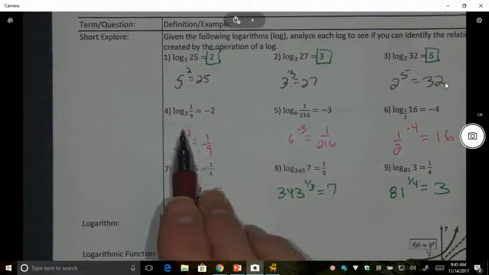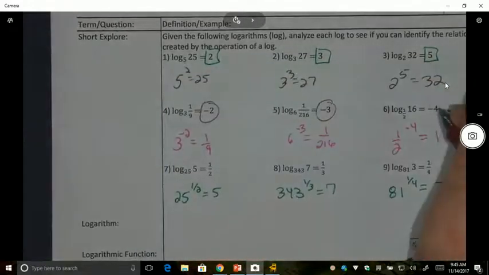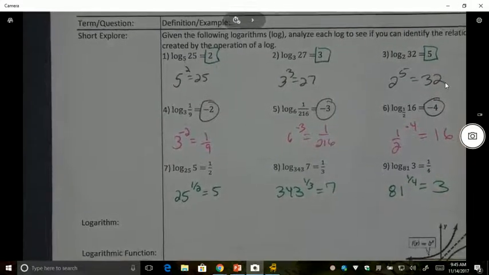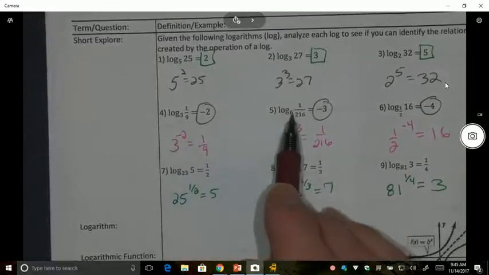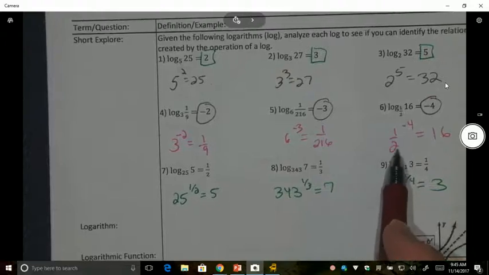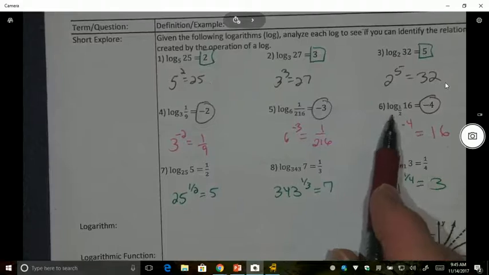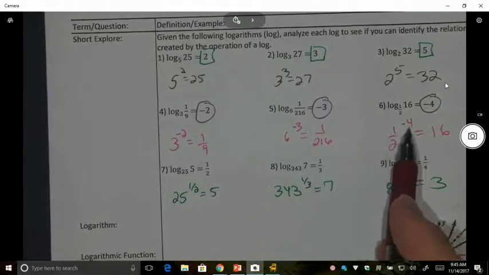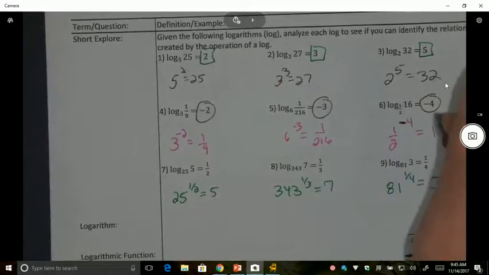Here, all of these have negative answers for the logarithm. Well, they all have fractions, either inside the logarithm or as the base. So think about this. 2 to the 4th is 16, right? But it didn't start out as 2. It started out as 1/2. So to make 2 to the 4th be 16, we had to flip the 1/2. That made that a negative exponent.